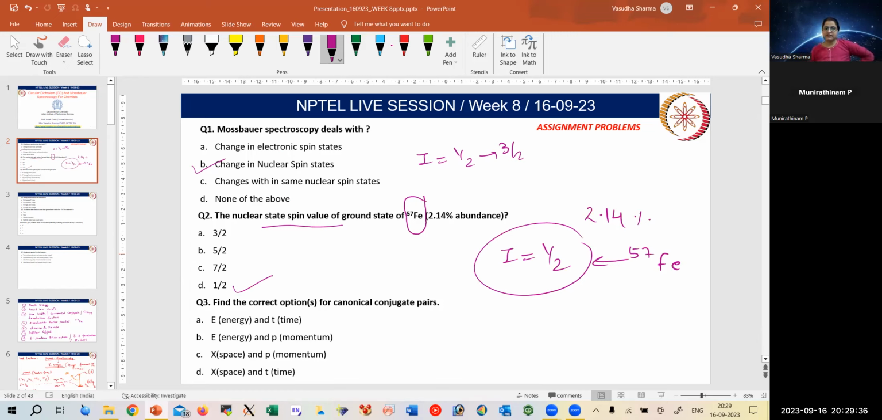Now, third question, find the correct option or options for canonical conjugate pairs. These are pairs which follow the uncertainty principle rule.